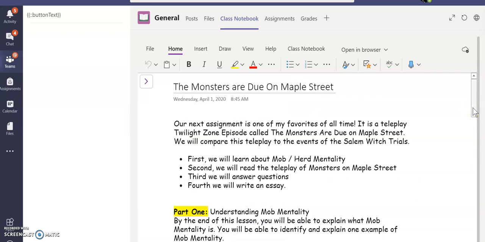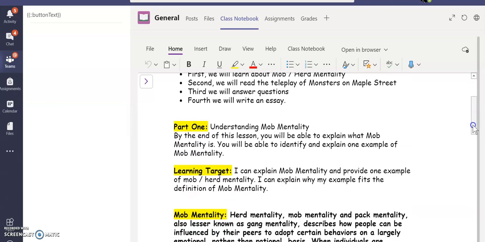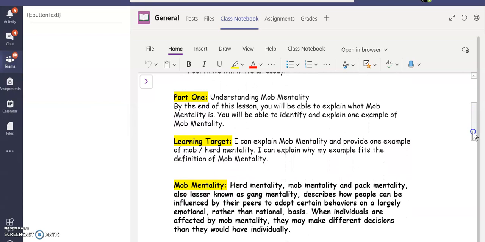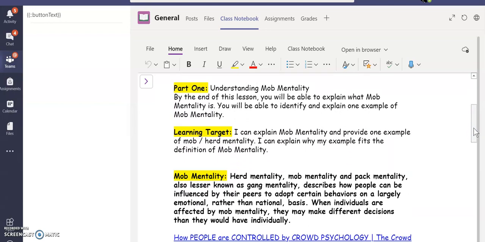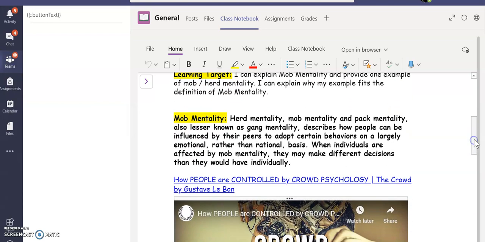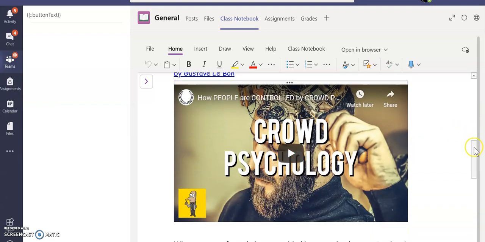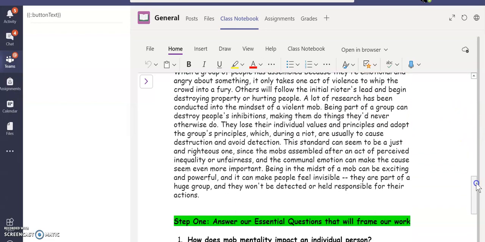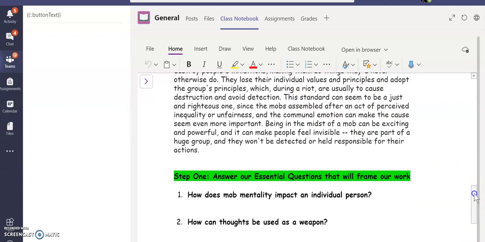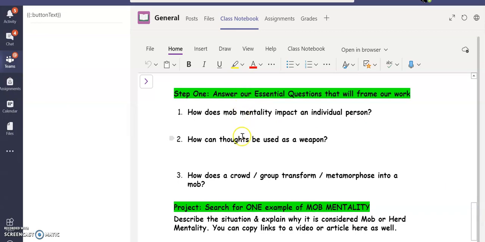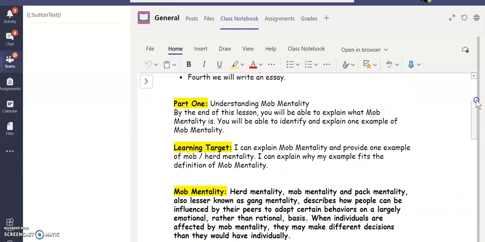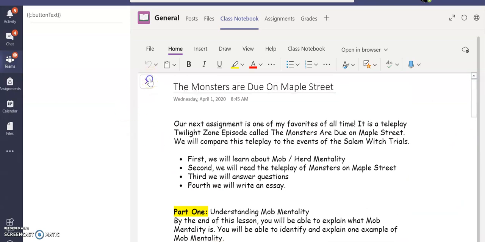It's an actual Twilight Zone episode. And before you read the story, you have to understand what mob mentality is. So this was the first assignment, to be able to explain mob mentality. Here is a definition. Here is a video on crowd psychology. Here is another definition. And you only had 3 questions to answer. Okay, that assignment will be graded on Tuesday.